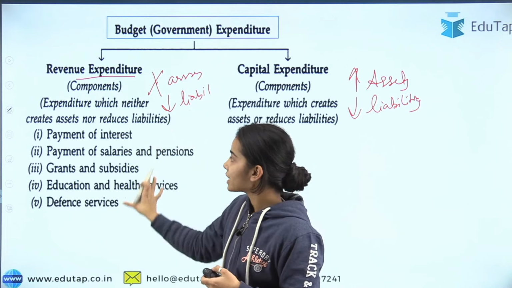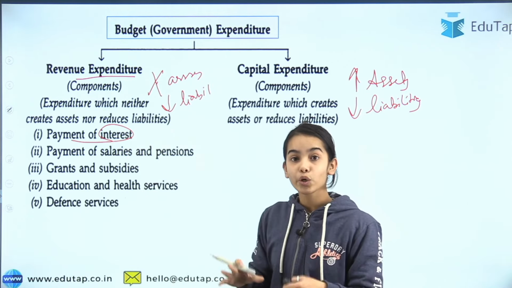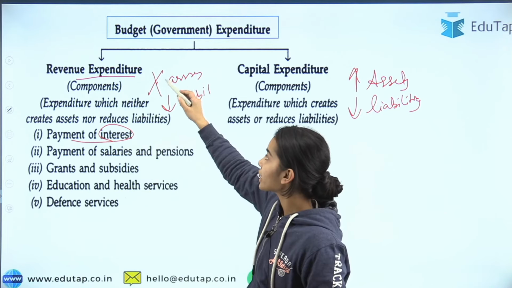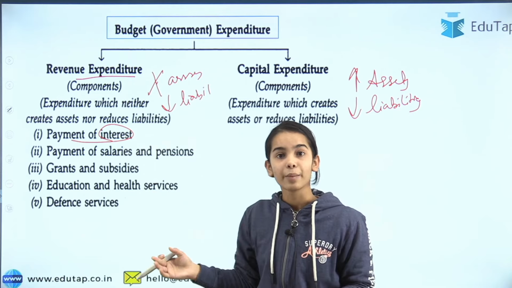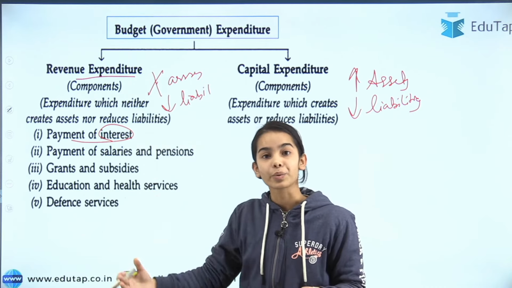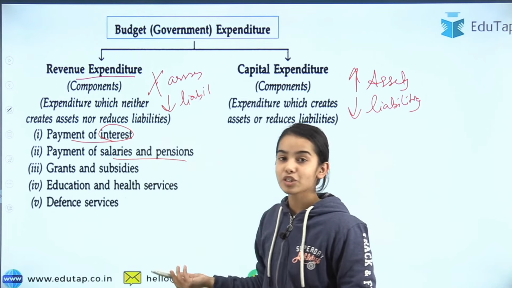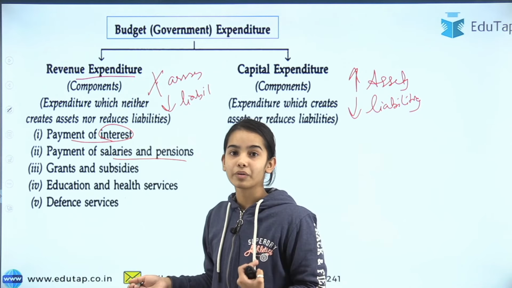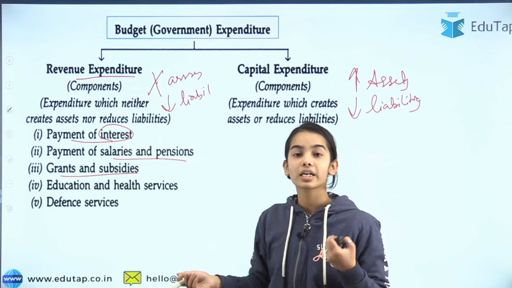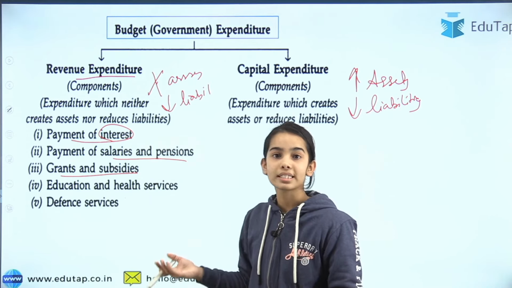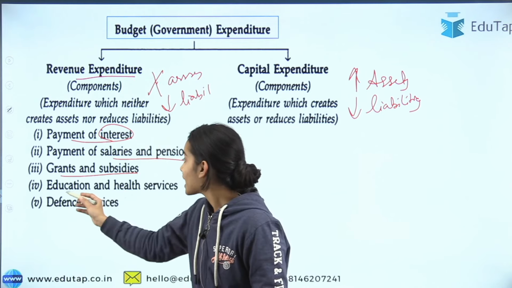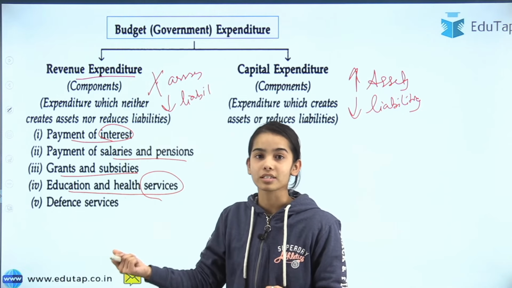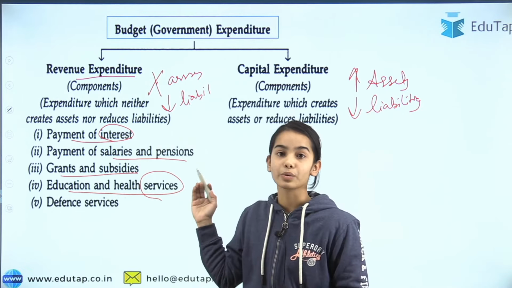So here you can understand this with the example of payment of interest. When you are giving the interest because you have taken some loan, it is not increasing your assets or decreasing the liability because the loan is still there. You are just paying the interest, the extra money on that. Payment of salaries and pensions, no asset is being created, no liability is being reduced. You are just paying the salaries of the people that are working for the government. Grants and subsidies, you are giving the subsidies to the people, but no asset is being created, no liability is being reduced. Education and health services, the teachers, the doctors that are providing the services, you are just paying for their services. You are not creating an asset or reducing the liability.